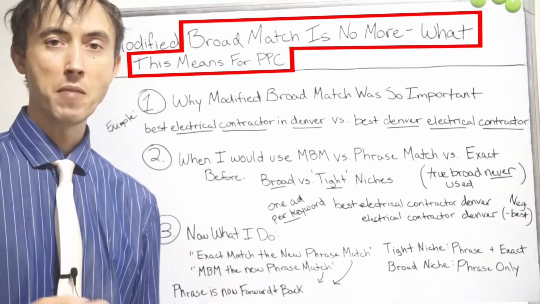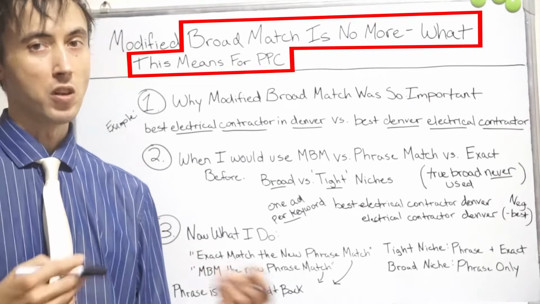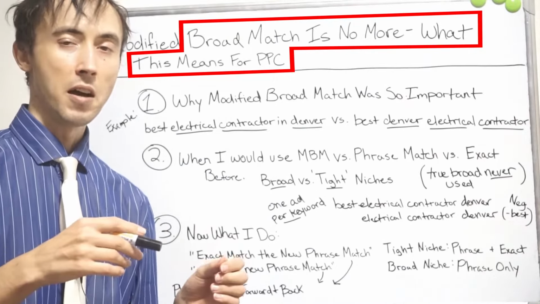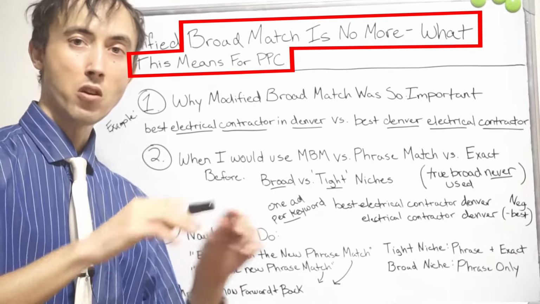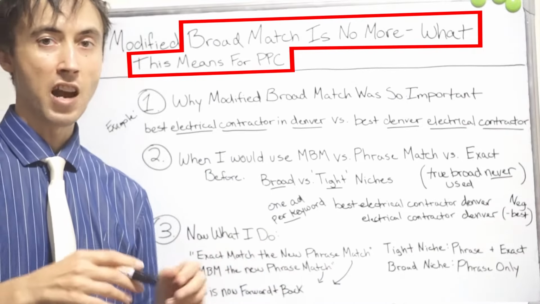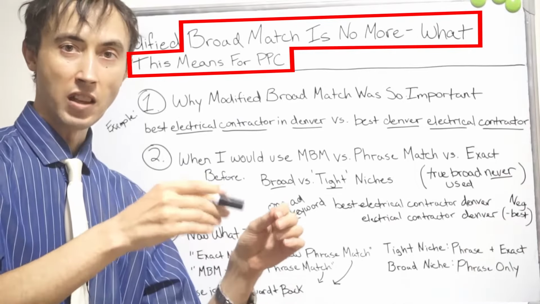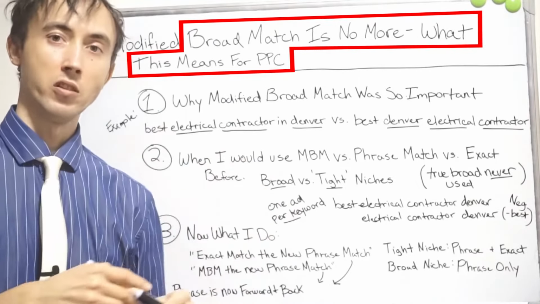Modified broad match is a keyword match type. If you don't know what keyword match types are, it's basically you specifying to Google, when you tell Google you want to bid on a keyword which should trigger your ad, whether it's going to be exactly what you type in, or a little bit like, or a lot alike, and so on and so forth.